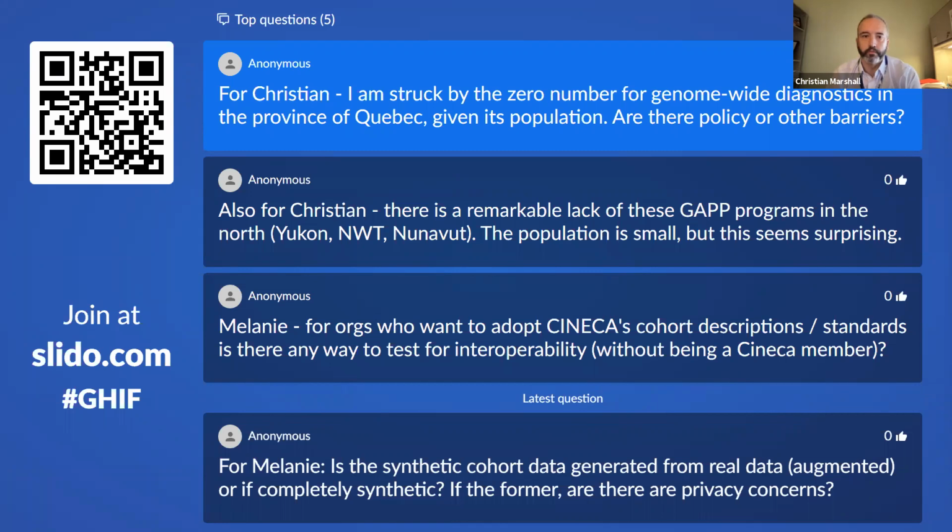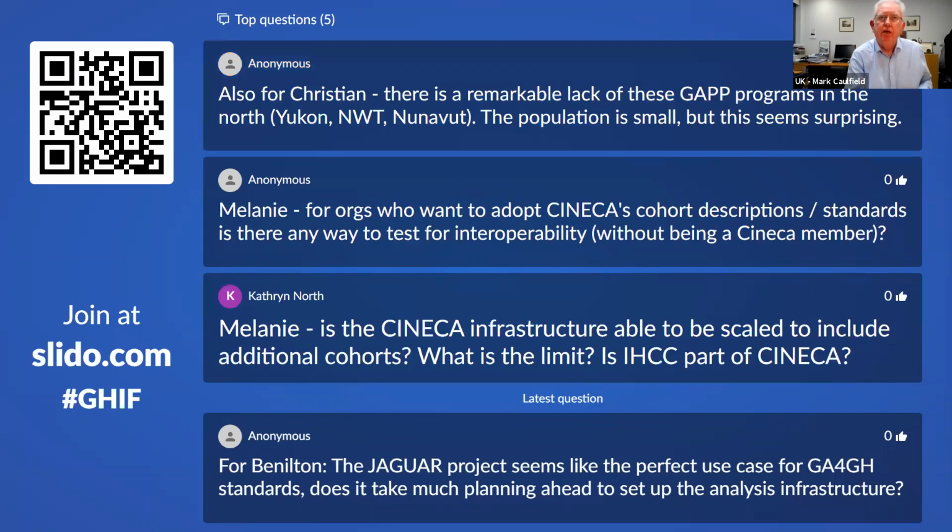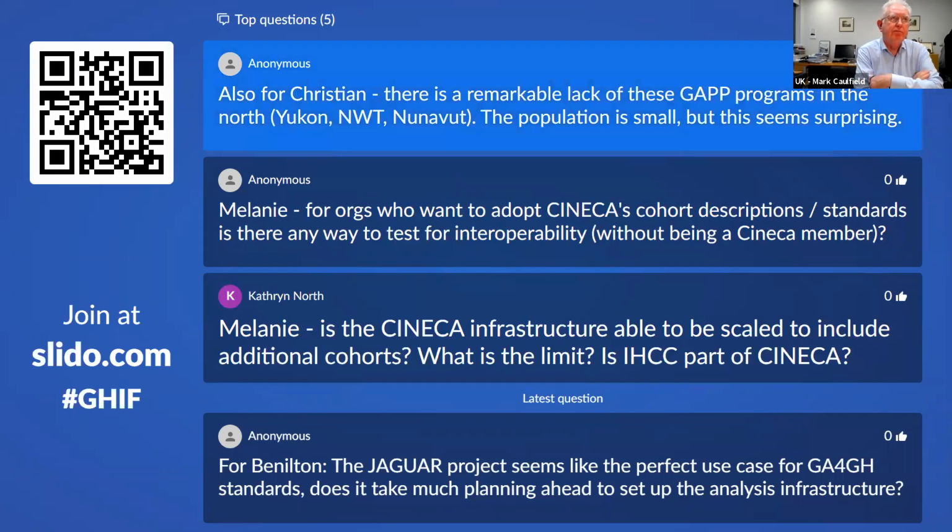Okay, that's very helpful. And also for you, Christian, there's a remarkable lack of these GAP programs. I'm going to ask you to define GAP in a minute, just for the audience. In the north, so Yukon, is it Northwest Territory or none of it? The population is small, but this seems surprising. So this is about geographic coverage. What do you think, Christian?